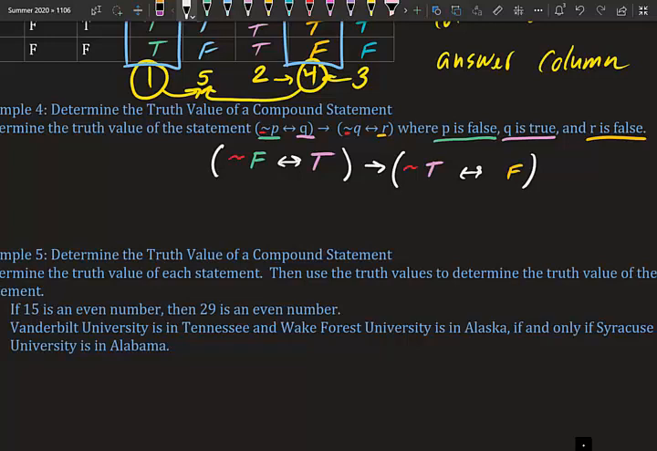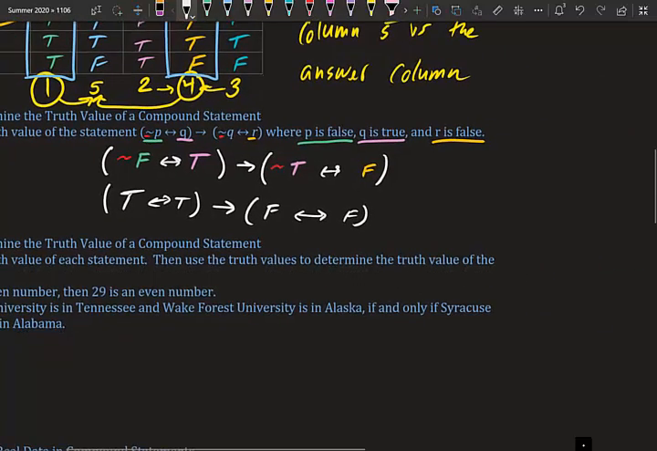So let's simplify. Negation of F, that means true. Negation of T, that means false. Let's keep simplifying. So true if and only if true, that is true. If then, so now we have false if and only if false. That's true. So then our final answer is true, because true if then true is true.